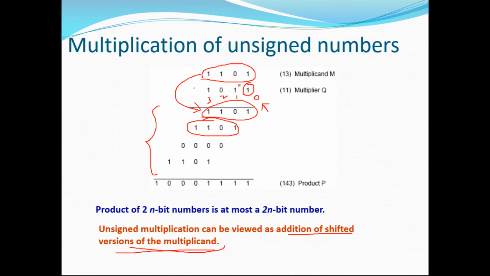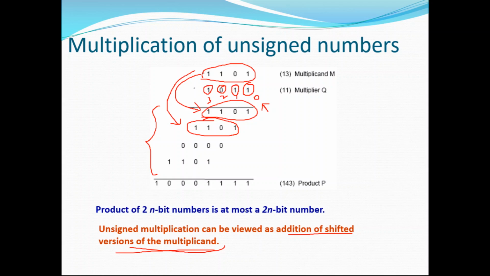If the first bit is 1, then copy the multiplicand and shift it left by 1 time. If the first bit is 0, then also left shift by 1 time, but copy zeros, not the multiplicand. If the second bit is 1, then copy the multiplicand and shift it by 2 times. But here the second bit is 0, so don't copy the multiplicand, but shift it by 2 times and fill up with zeros.